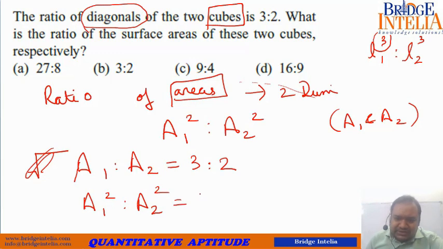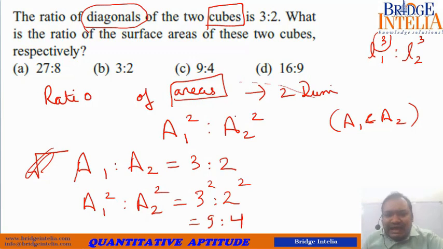This should be equal to what? 3 square is to 2 square. The answer should be equal to 9:4. See, I have not used the formula. Did I even tell you what is the formula for the diagonal of a cube? I have not used it here. Why have I not used it here? Let's understand. Because here a ratio is mentioned, I am more interested in the ratio. I am not interested in the actual values. So for a ratio of two things, you might not always have to use the formula.